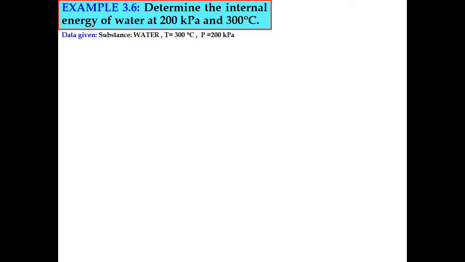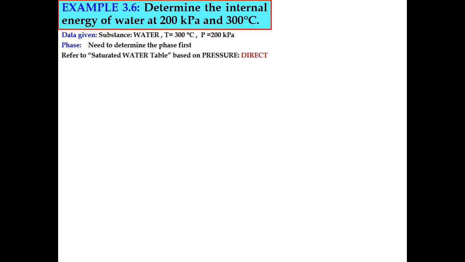The temperature given is 300 degrees Celsius, and the pressure given is 200 kilopascal. In terms of phase, we need to determine the phase first before we can use the specific thermodynamic table to determine the specific data required by the question.